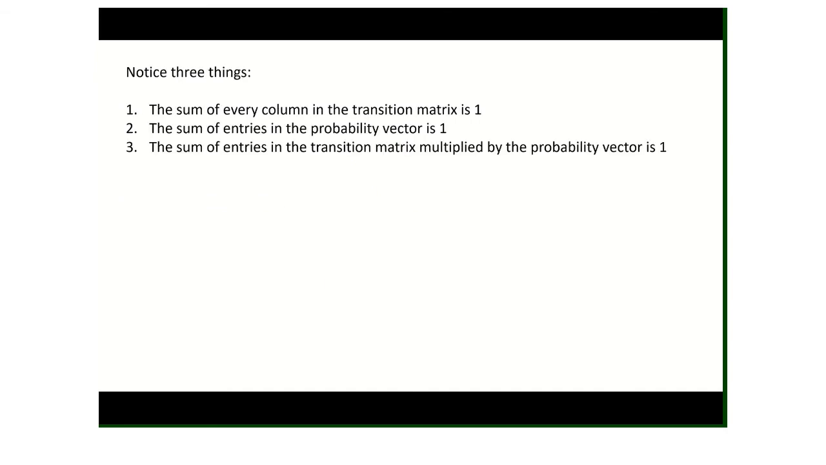So notice three things. The sum in every column of the transition matrix is 1. The sum of entries in the probability vector is 1. And after you multiply, the sum of entries in the transition matrix multiplied by the probability vector is 1. So your next probability vector also adds up to 1. So when you're dealing with Markov chains, that's a normal property of what you're dealing with most of the time.